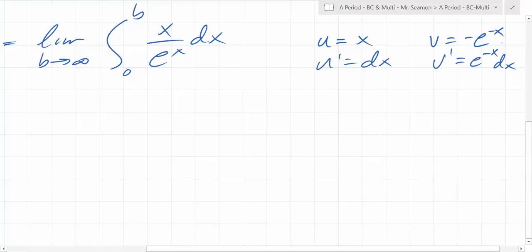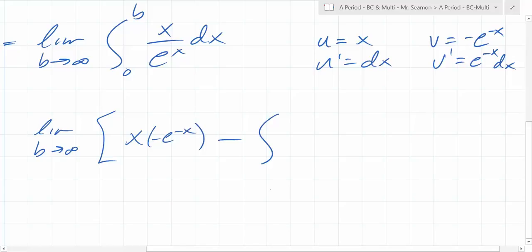So when you actually apply this, what do we end up with? We know that this is going to be equal to the limit as b goes to infinity. We end up with u times v, right? So x times negative e to the negative x, minus the integral of uv prime. It's x, u, and then v prime. Which one is it?